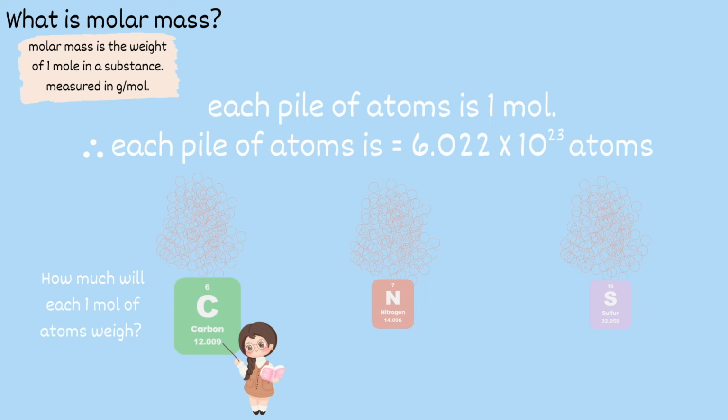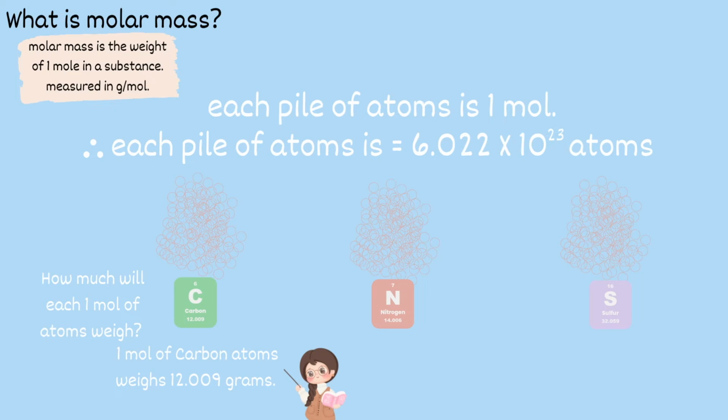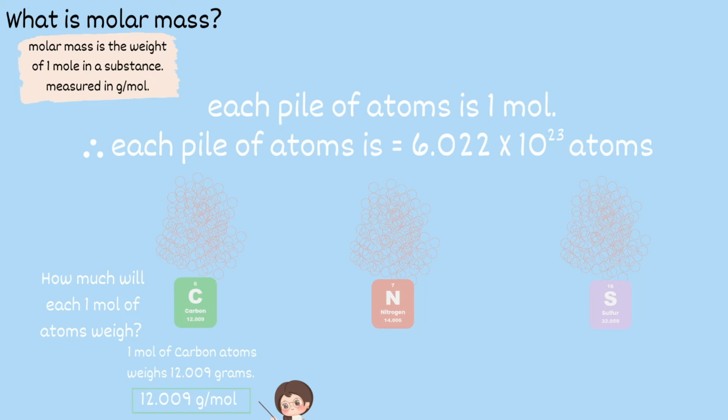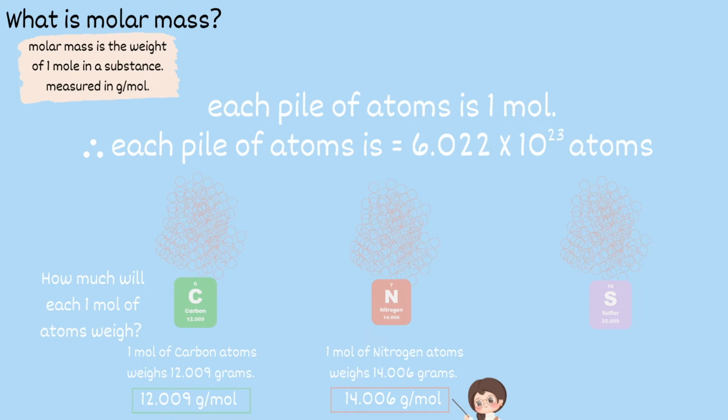So this number we know represents the atomic mass, but it also represents the molar mass. So 1 mole of carbon atoms weighs 12.009 grams. In short, we can write it like this, 12.009 grams per 1 mole. Nitrogen has a molar mass of 14.006, so 1 mole of nitrogen atoms weighs 14.006 grams. And we can write that out like this. Sulfur has a molar mass of 32.059, so 1 mole of sulfur atoms weighs 32.059 grams.